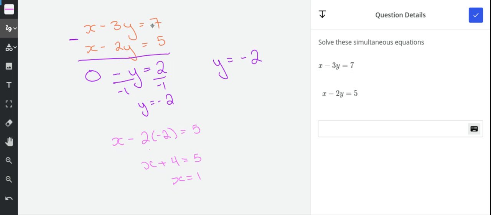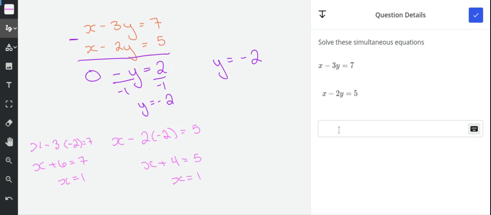I could have used the other equation as well. Maybe I decided to use the first equation. x minus 3 times negative 2 equals 7. Negative and the negative make a positive, so this is x plus 6 equals 7. And we still get x equals 1. So it doesn't matter which one of these equations you use to solve. You'll always get the same answer if you found the same y.